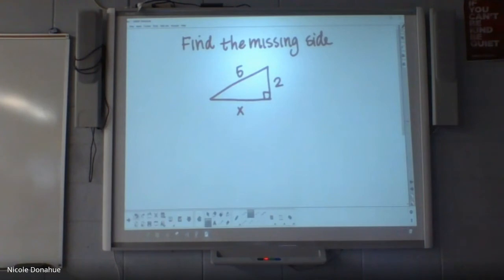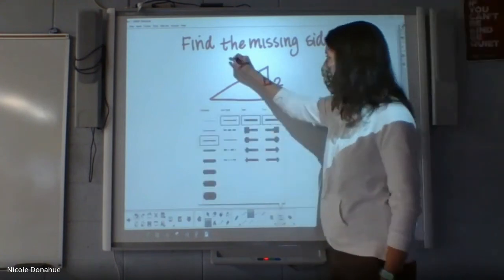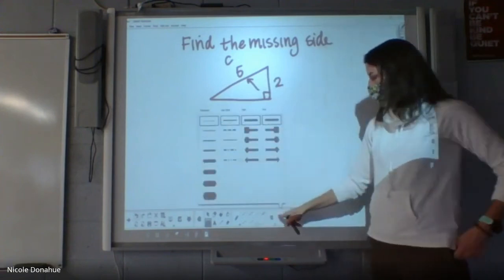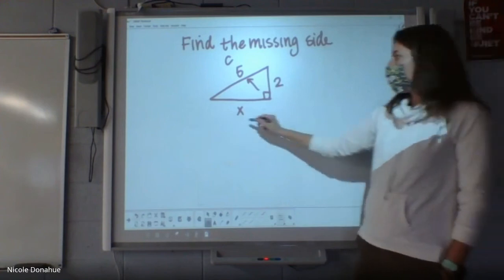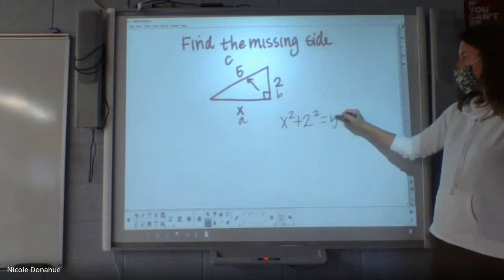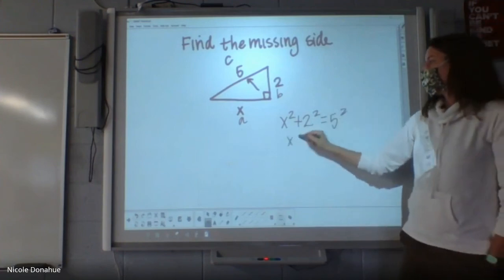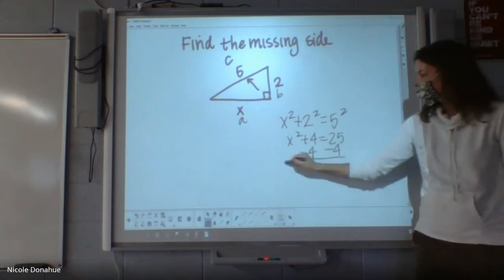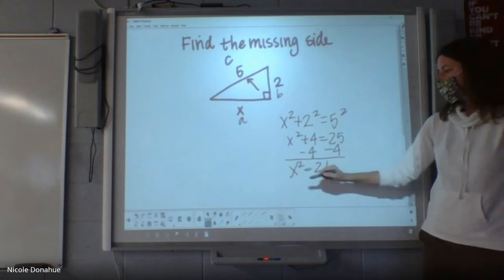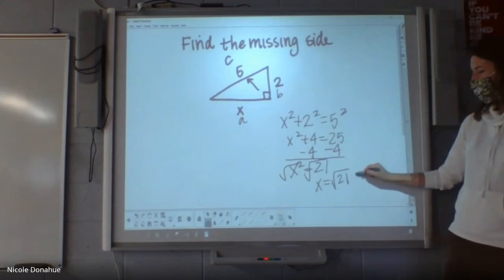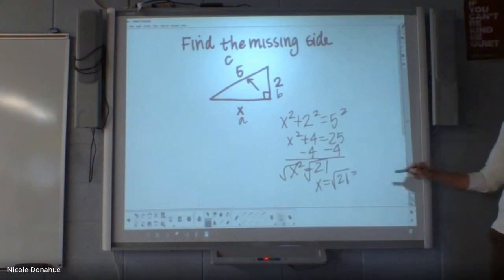So guys, we know that 5 has to be our C value because it's across from the right angle. And then that means X is either A or B. It doesn't matter which one. So if I have X squared plus 2 squared, that equals 5 squared. X squared plus 4 equals 25. Move that 4 over, so x squared is going to equal 21. I'm going to take the square root of each side. So x is going to be the square root of 21, which is about 4.58, or 4.6-ish.